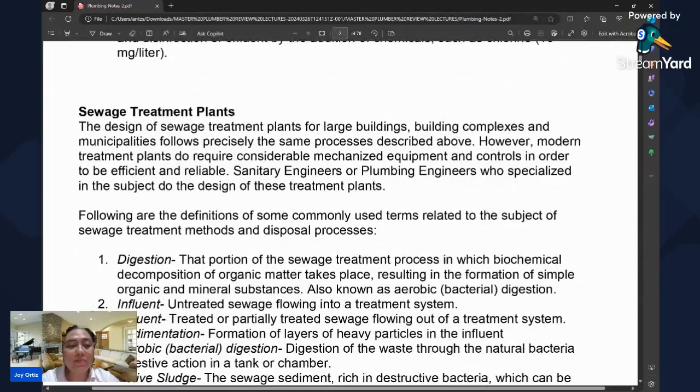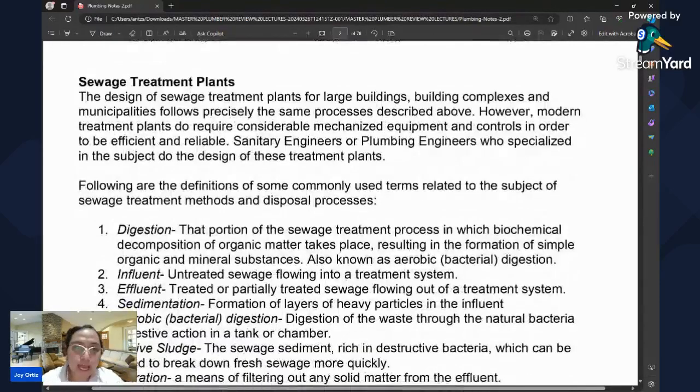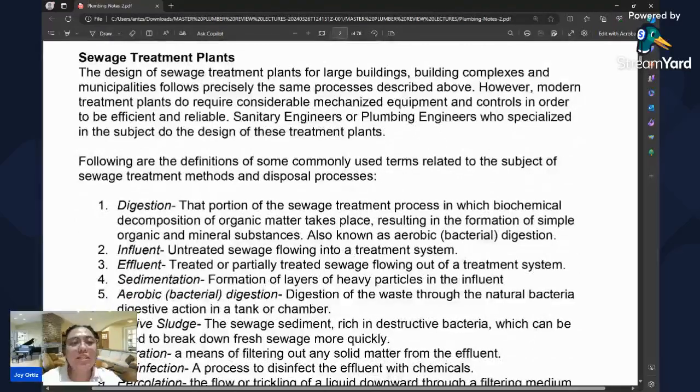So, sewage treatment plants. The design of sewage treatment plants for large buildings, building complexes, and municipalities follows precisely the same processes described above. However, modern treatment plants do require considerable mechanized equipment and controls in order to be efficient and reliable. Sanitary engineers or plumbing engineers specialize in the design of these treatment plants. So one of our goals as a master plumber is to design a sewage treatment plant for the building.